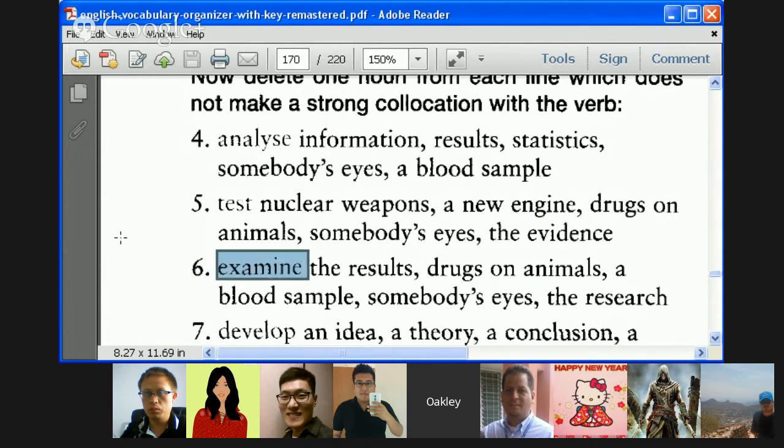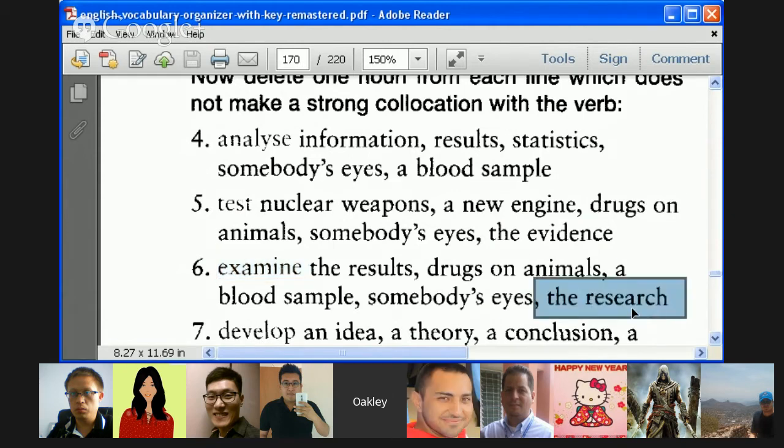Zingio, how about number 6? Examine. Examine the research. We can examine the research. I think that's okay. Examine somebody's eyes. That's common. When you're going to test somebody's eyes, you examine somebody's eyes.